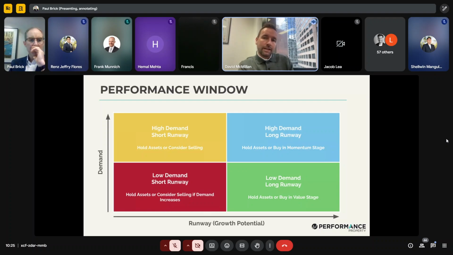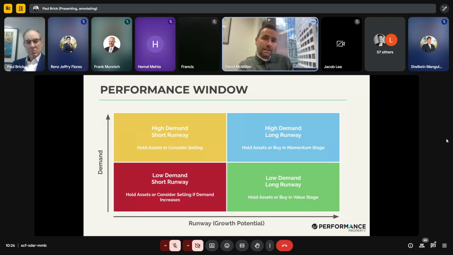So where you want to be, clearly from a trading perspective, is you want to be in a market that has high demand and has long runway. So that's that top right-hand corner there in blue. That's where you want to find markets to get a really good trading outcome. And as I said earlier, what success looks like in a trading outcome is 60% plus growth over that 6 to 9 year period, which we've been able to do consistently over the last 10 years.